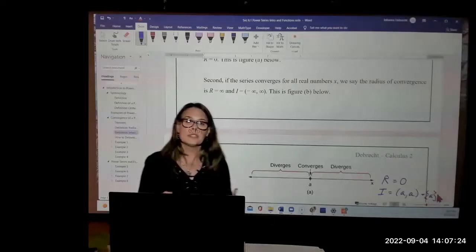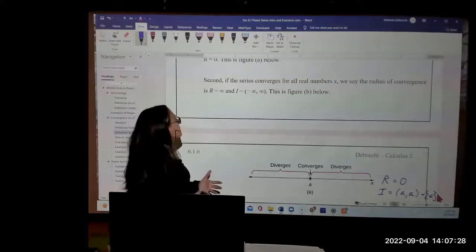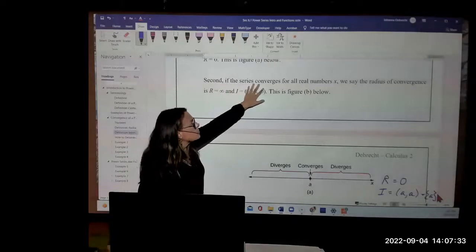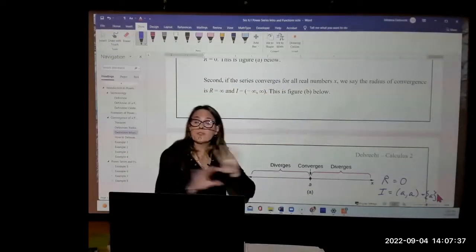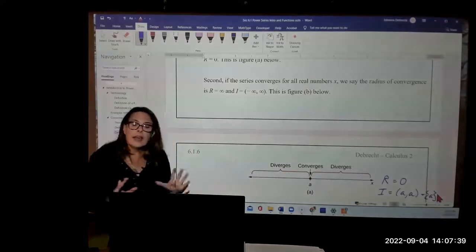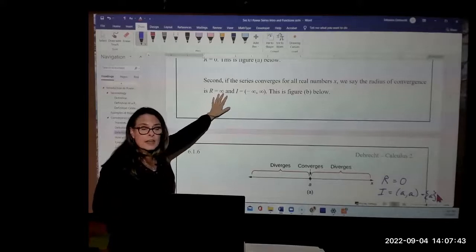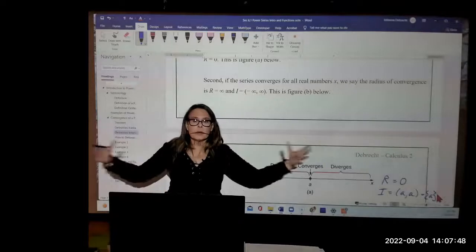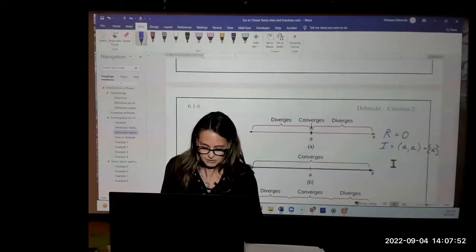And that represents the single point A. All right, so that's one possibility. What about the second possibility? In the second case, we said that it is possible that the power series converges for all real numbers. And in that case, we'll say that the radius of convergence is infinity, and the interval of convergence is from negative infinity to infinity. In other words, it converges on the entire real number line. And this is shown in figure B.